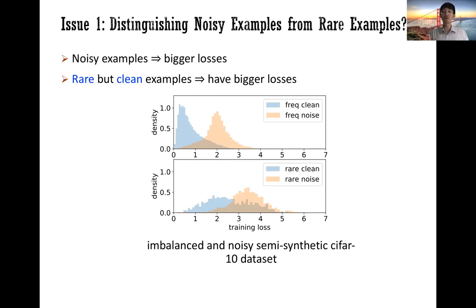That's true. However, there's no unique threshold that can tell apart noisy examples from clean examples. For example, if you take the threshold too large, then you are not going to detect the frequent noisy examples. If you take the threshold too small, then you are going to confuse the rare clean examples with the rare noisy examples, because they all have relatively larger training losses. So this becomes a problem, especially when the data set becomes more and more imbalanced.